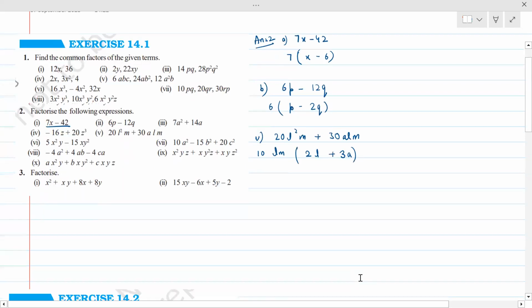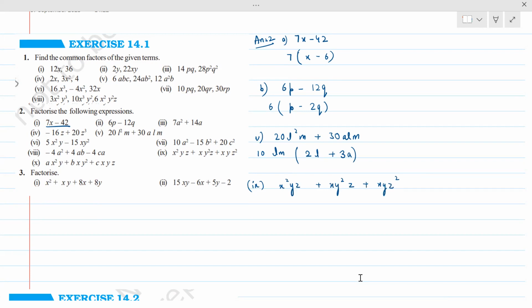Coming to any other, let's say the ninth part, x square yz plus xy square z plus xyz square. See, if you have any doubt, you can do it in your rough work. You can find all the common factors by the method that we have done in the first question. y into z, then xy square z will be x into y into z.